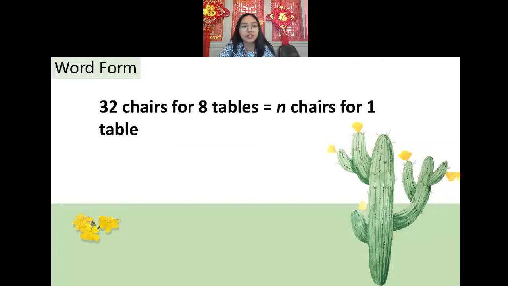Okay, so next we have here 32 chairs for 8 tables is equal to n chairs for 1 table. Let's call number 16 from room 6. What do you think is the numerical form of this? What is the equation? Number 16 from room 6. Let's see if you are really here and listening, or maybe you are just playing games. So I'm going to call random numbers. Number 16 from room 6, please chat your answer. What is the numerical form of 32 chairs for 8 tables is equal to n chairs for 1 table? You can have the colon form or the fraction form.